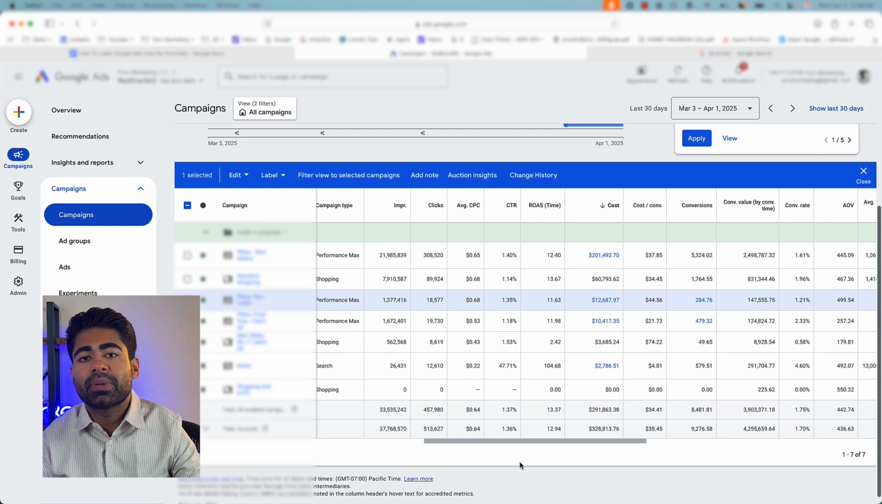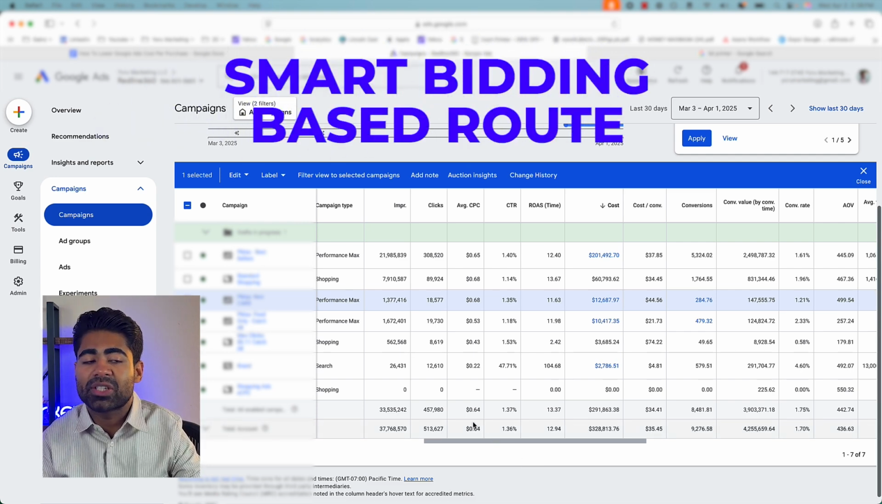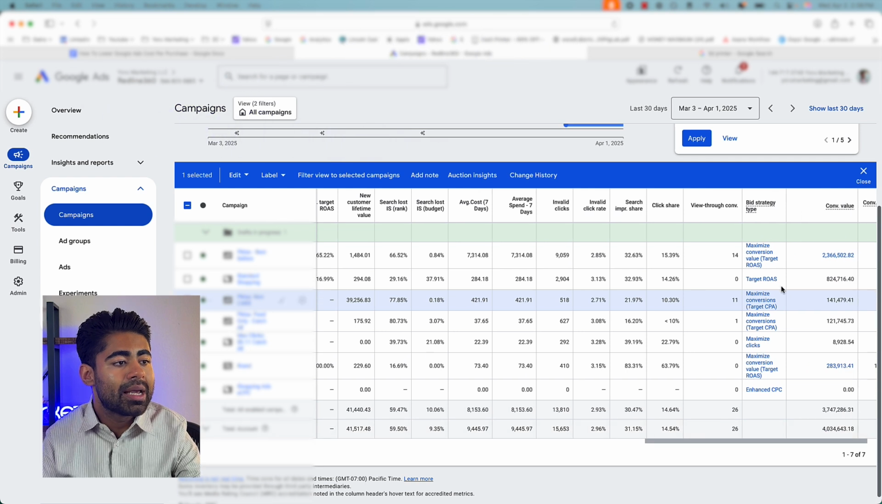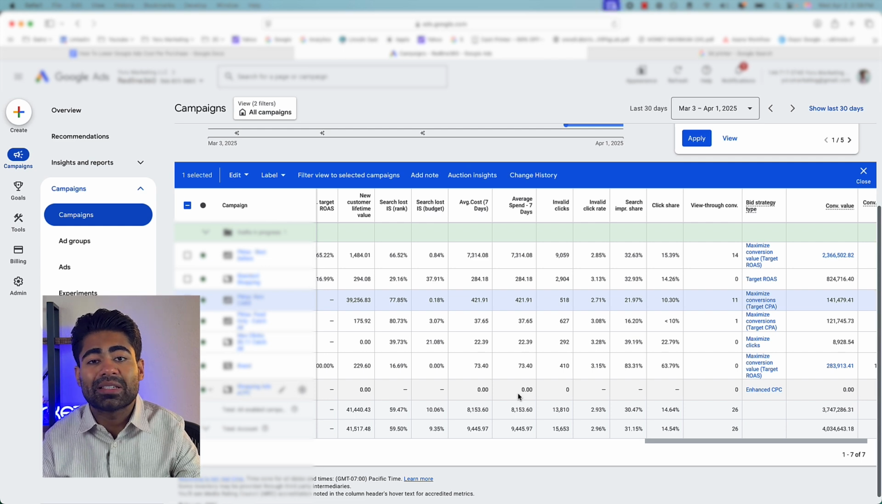However, once you have some data, once you have some insights, the best approach is to go the smart bidding based route. That's why this brand right here has all these campaigns based on a smart bidding strategy, except one, which we just recently launched. It's not even spending money at this point. We're basically A/B testing a smart bidding based strategy versus this enhanced CPC manual bidding strategy. But essentially, the more smart bidding you can have, the better your performance will be.